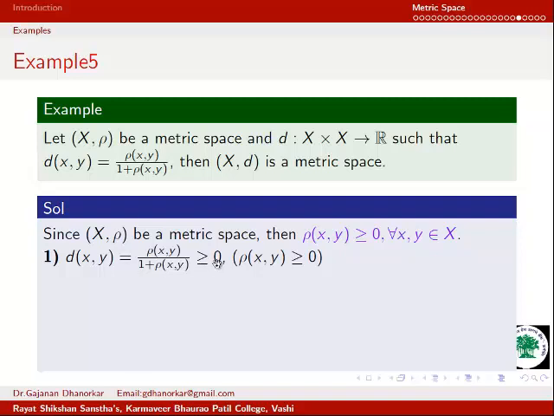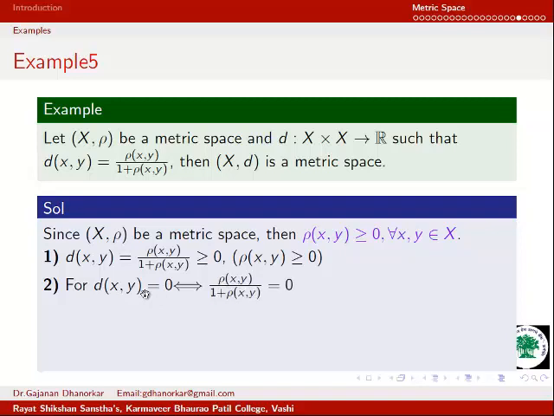That is the first condition only. We have to prove the second condition. Now for the second condition, we will suppose D(x,y) is equal to 0. That means this term is equal to 0. If numerator divided by denominator equals 0, that means the numerator equals 0, so ρ(x,y) is equal to 0. This is given: (X, ρ) is a metric space, and we know that in a metric space, if ρ(x,y) is equal to 0, that means x is equal to y. The same condition is satisfied here.